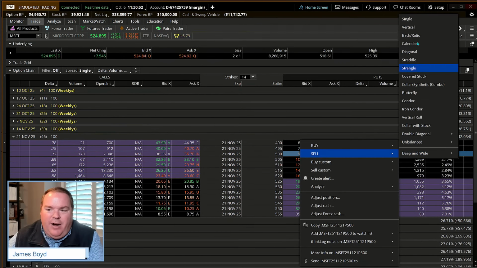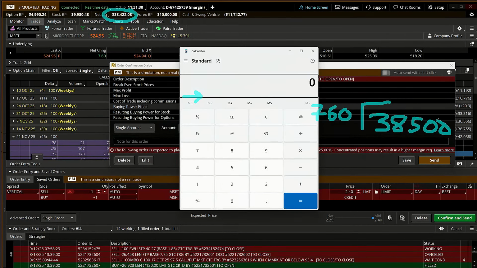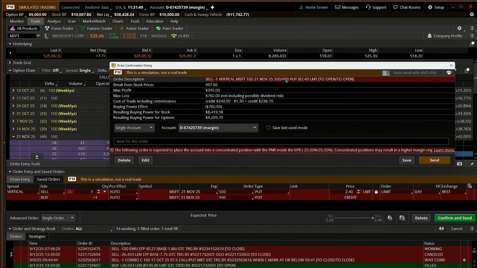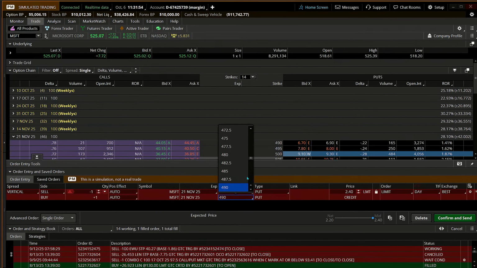Let's verify something real quick. If we lose 760 on an account at 38,500, it's 2%. If we said, I want to keep all the losses to no more than, let's say, 1.5%, we would just have to adjust the spread. Instead of the 490, we would change it to 495.